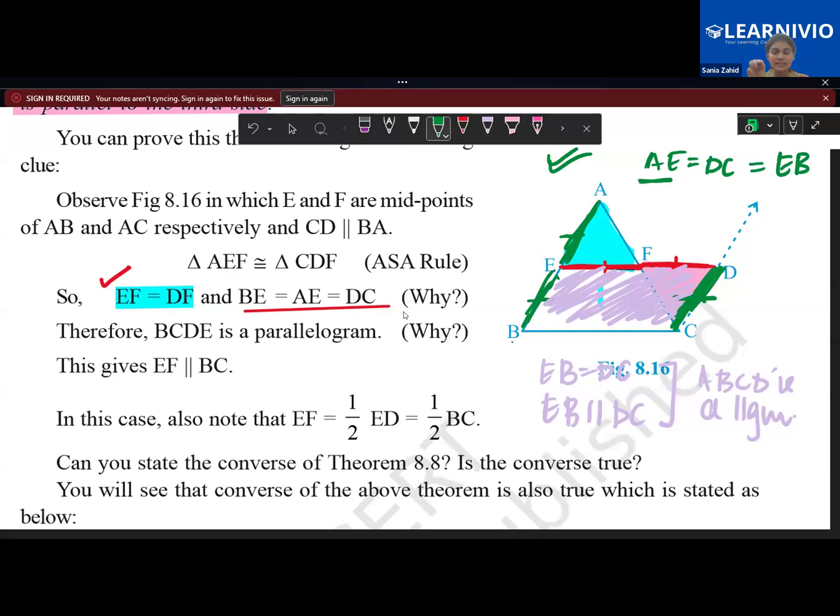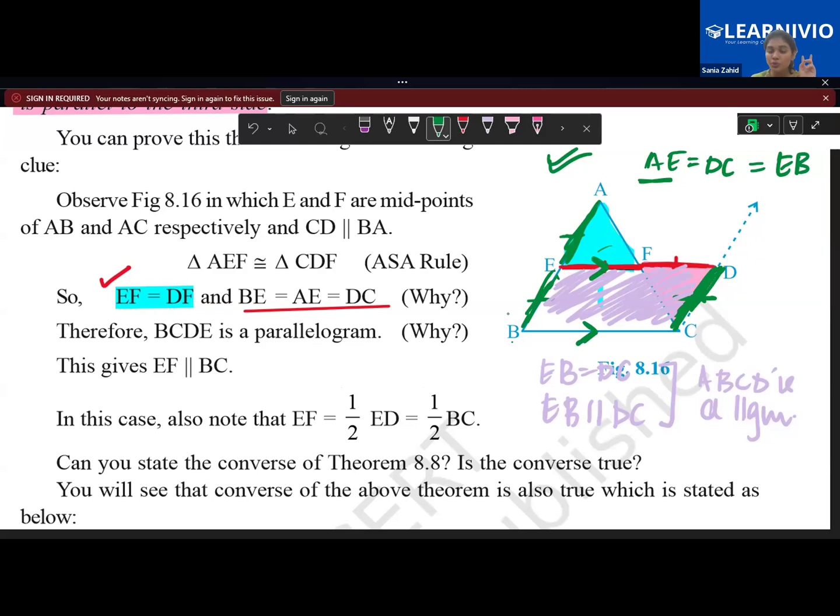So now what happens, children? If EBCD is a parallelogram, what do I get now? For a parallelogram, opposite sides are parallel. So if opposite sides are parallel, can I say that this line is parallel to this line? Yes, ma'am. So you can then write thus EF is parallel to BC. So I got the first proof.